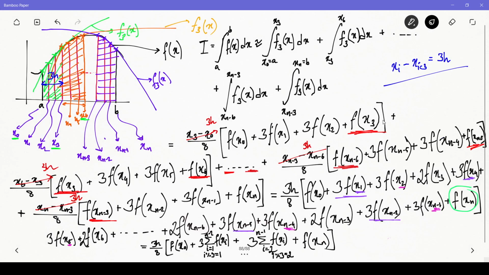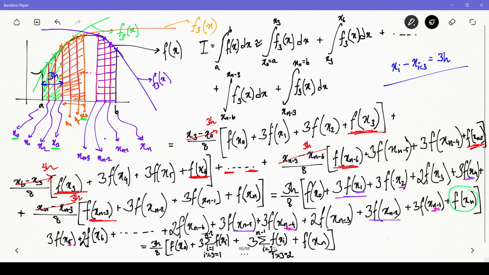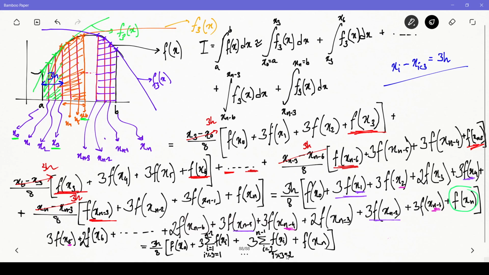Fine. So this thing is much more compact and easy to remember, right? Ultimately, we end up with a formula for the multi-segment Simpson's 3 by 8 rule, which looks something like 3h by 8 times f of x naught plus 3 times summation of f of xi values, starting from i equals 1 up to n minus 2, such that i mod 3 is equal to 1, plus 3 times summation of the functional values of xi, where i starts from 2 up to n minus 1, such that i mod 3 is equal to 2, or the remainder value of the division between i and 3 is 2.